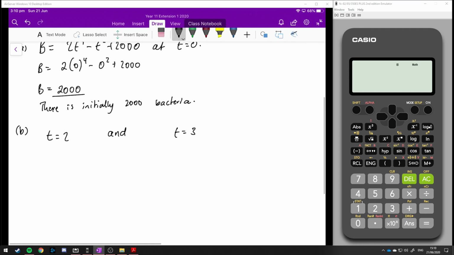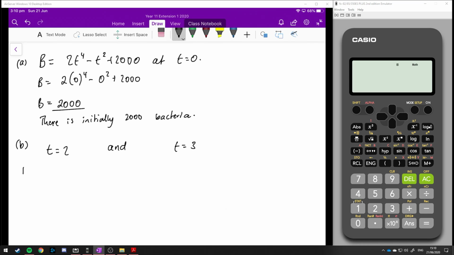When t is equal to 2, we're going to substitute it into the equation again. So we're going to get 2 lots of 2 to the power 4 minus 2 squared plus 2000. We'll put that one straight into a calculator. So 2 lots of 2 to the 4.